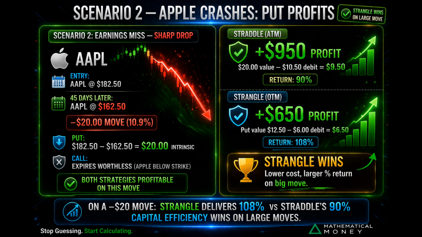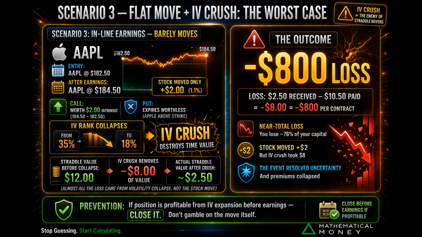The strangle wins when the move is large enough to clear both break-evens by a wide margin. Scenario 3. Apple reports in line and barely moves. The earnings announcement is neutral. Apple meets expectations exactly. The stock moves only $2, closing at $184.50.